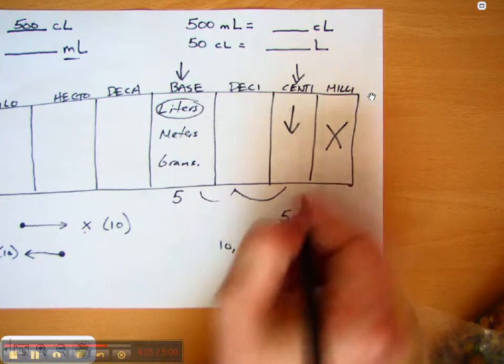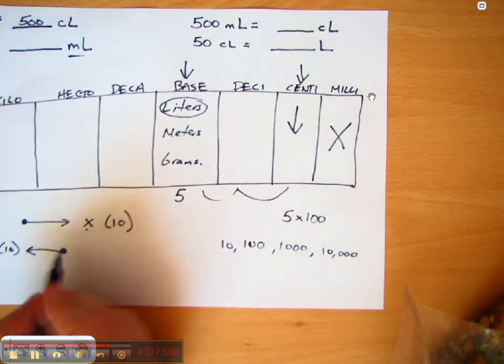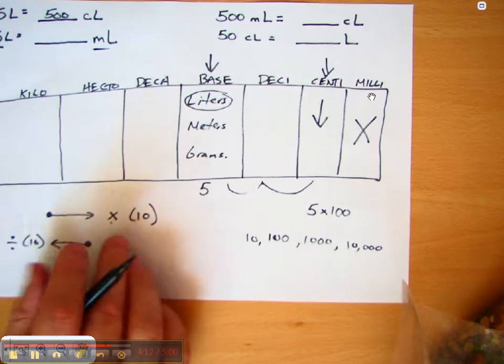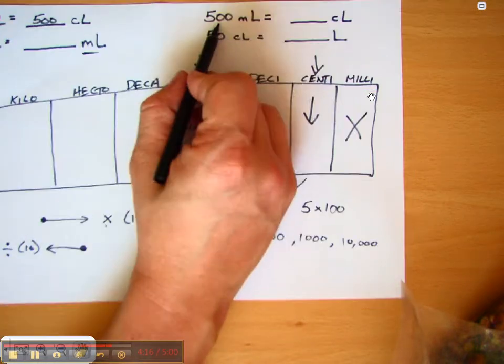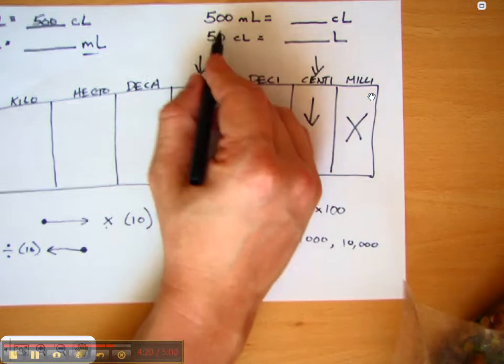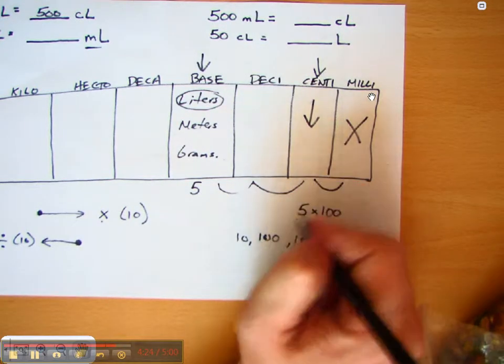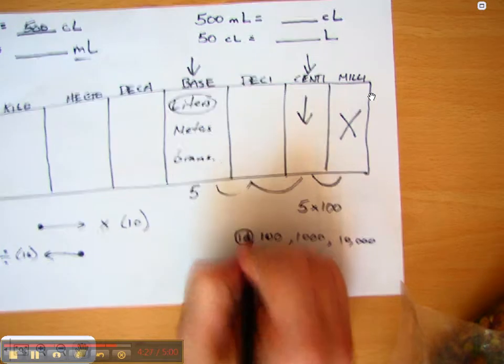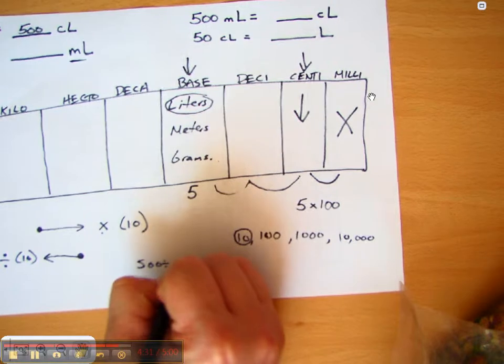Okay, so first of all, what direction am I moving across the metric system? Well, I start here, and I'm going this way. I am moving from right to left, and so I am dividing. So this number, when I'm finished with it, should be smaller, okay? And how much am I going to divide 500 by? Well, I'm moving 1 space, 1, so I'm dividing by 10.